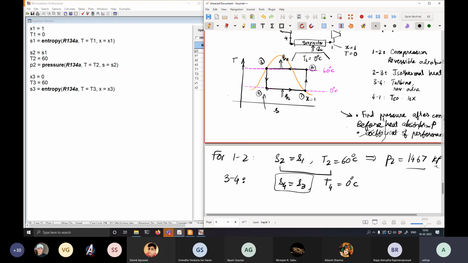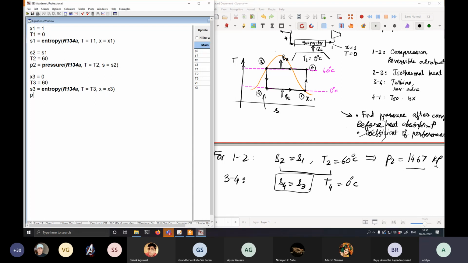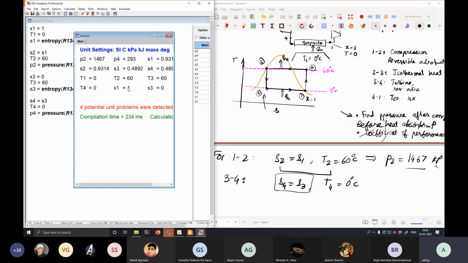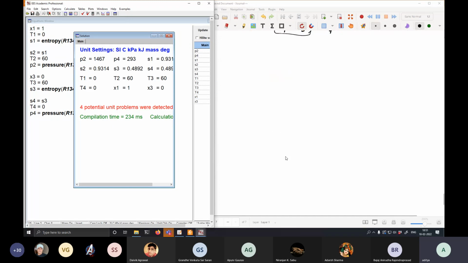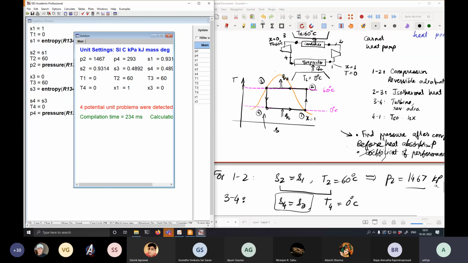Okay, let us try to find out the pressure at point 4. So for 4, what will I write? S4 equal to S3. I will say T4 is equal to 0. And I will say P4 equal to pressure of R134A, T equal to T4 and S equal to S4. Let's run this. So P4 is 293 kilopascal. Okay, so let me just draw this schematic in a slightly bigger manner.